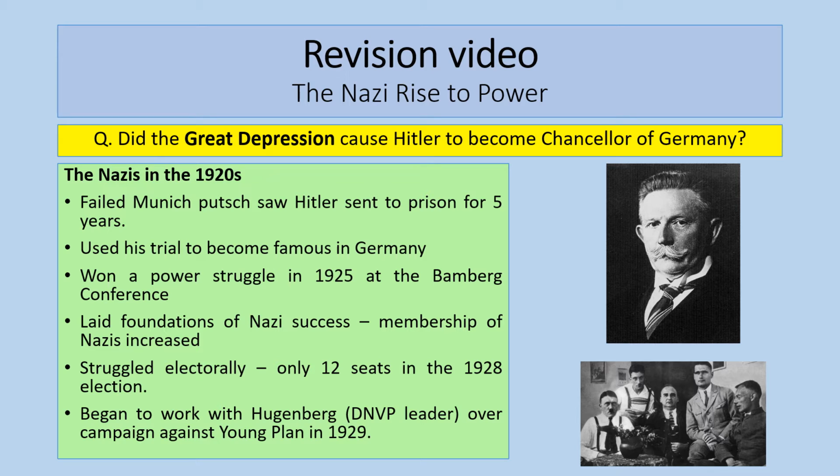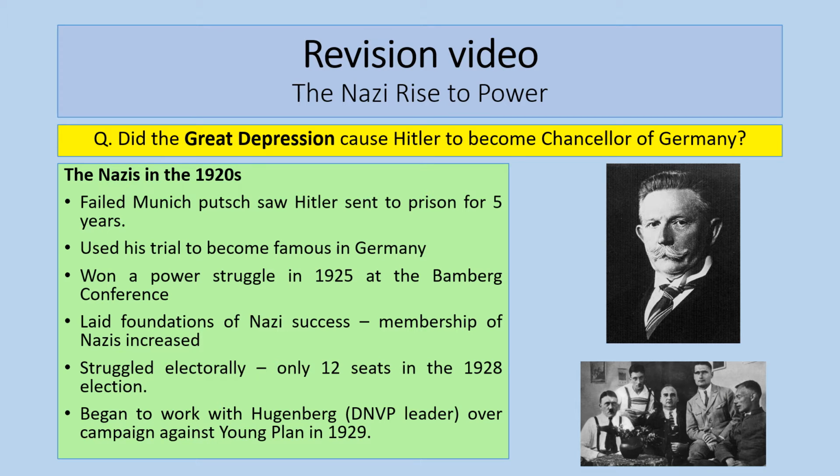And I suppose one of the things that began to help the Nazis rise to power was their work with this man who was called Alfred Hugenberg. And the Nazis got quite a lot of publicity when they became involved with Hugenberg over a campaign against the Young Plan in 1929. And this was very much right-wing forces coming together to campaign against that.